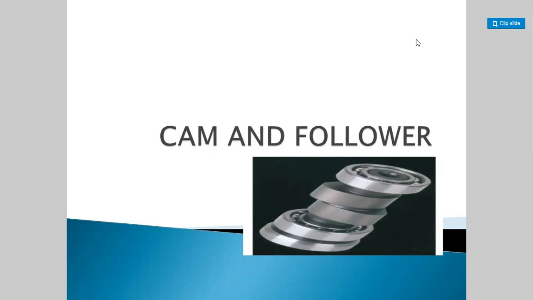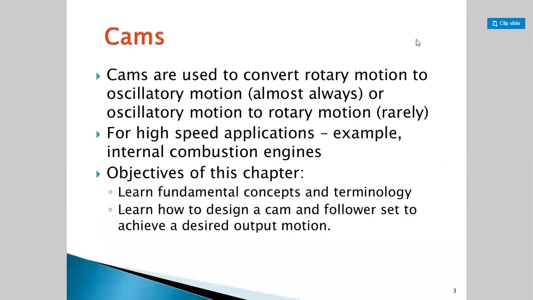The cam is a disc, or a mechanical element, which is used to convert the motion, or you can say to transfer the motion or the force to the follower. Cams are used to convert rotary motion to oscillatory motion or oscillatory motion to rotary motion, for high-speed applications, for example the IC engine, meaning the internal combustion engine.